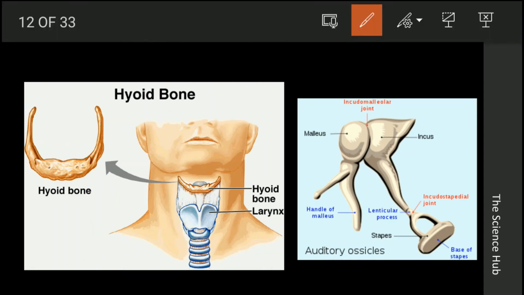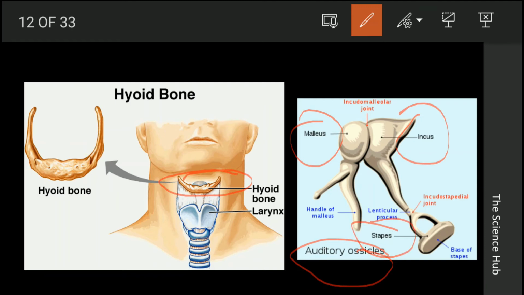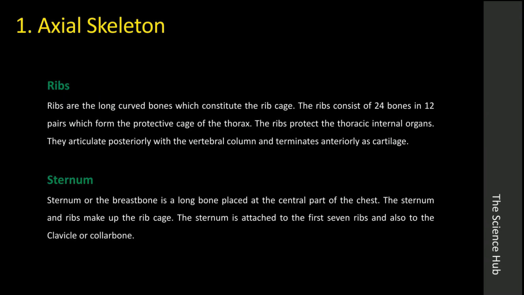Here in the figure we can see this yellow portion that is the hyoid bone, and it is located on the anterior side of the human body, and the others are the auditory ossicles, that is malleus, incus and stapes.